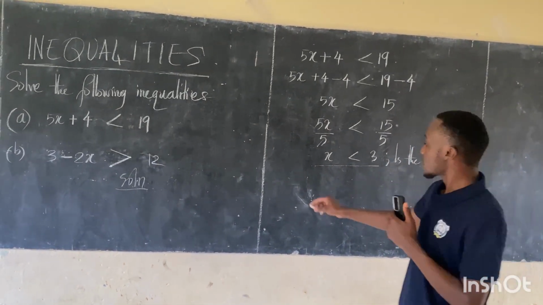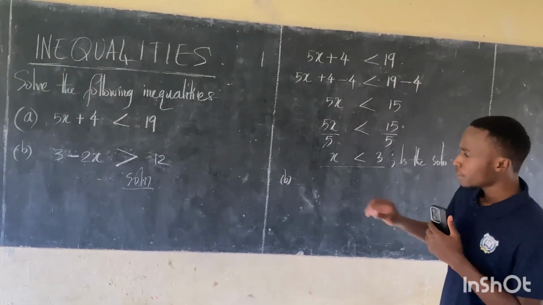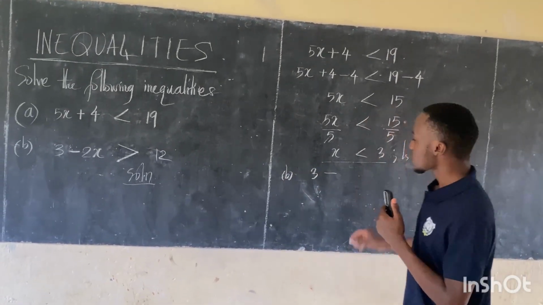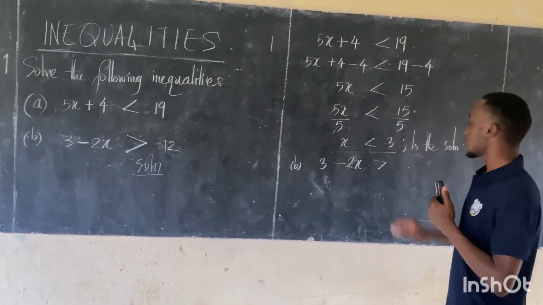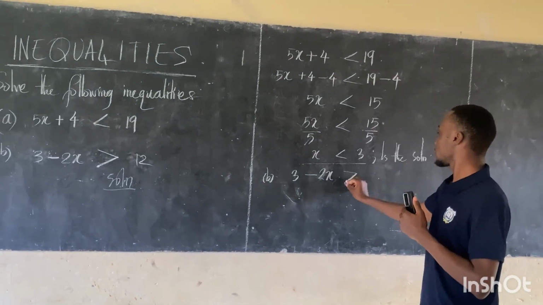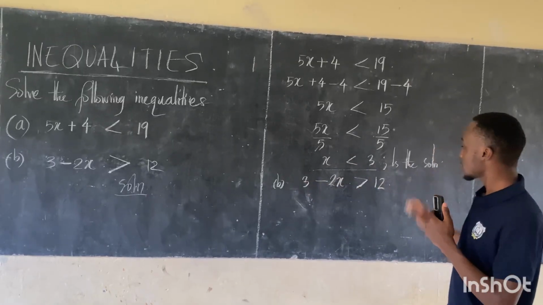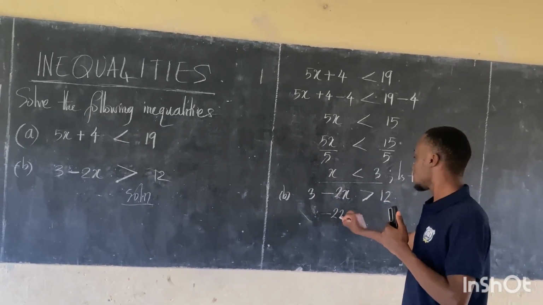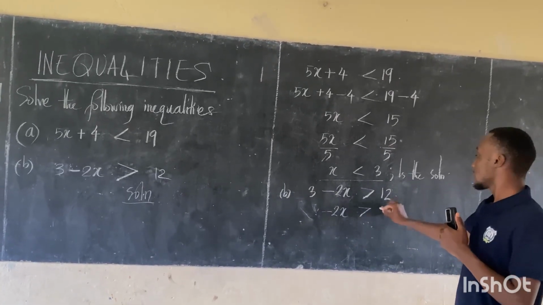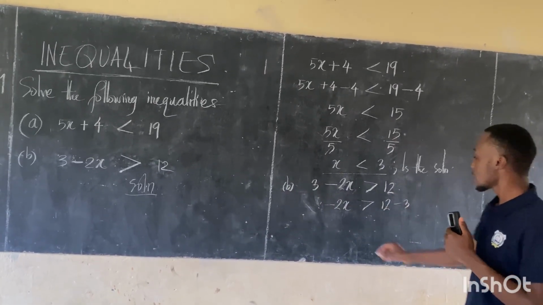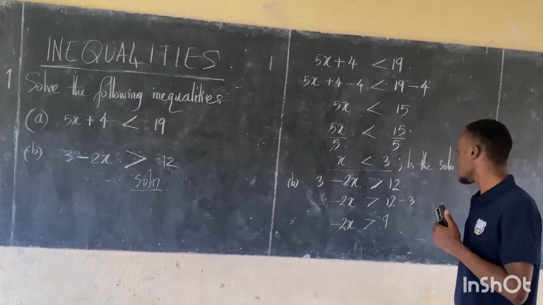And for part B, there is something special. With our 3 minus 2x being greater than 12, we shall first make sure that we take our 3 to the right hand side. So we shall end up with negative 2x greater than 12 minus 3, which will now become negative 2x greater than 9.